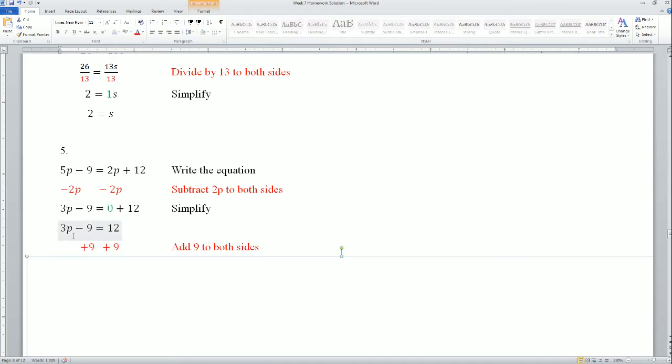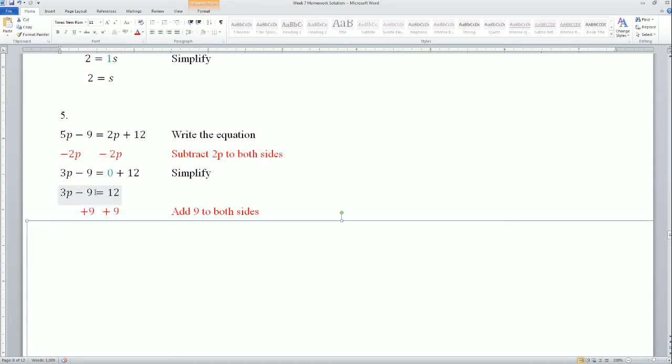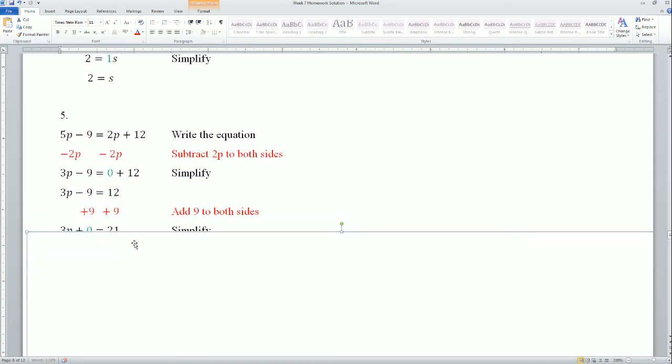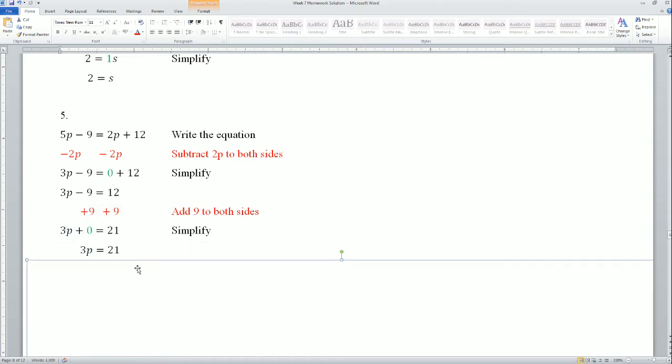Plus 9 to both sides. The reason I add 9 to both sides is I'm trying to get rid of the negative 9. In that process, I get 3p plus 0 equals 21. How do I get 21? 12 plus 9 equals 21. Notice how I'm adding 9 to both sides. Simplify this. It just becomes 3p equals 21 because no one writes that plus 0 anymore.